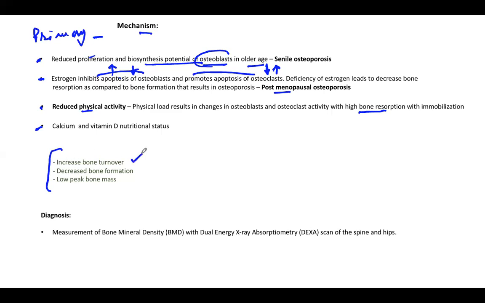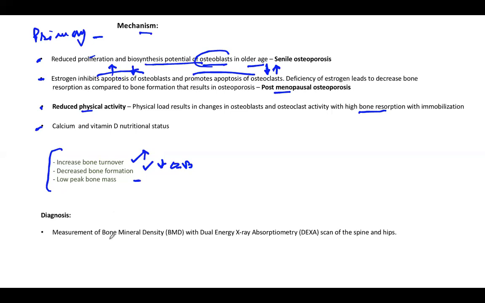Increased bone turnover or decreased bone formation. This means increased osteoclasts. This means decreased activity of osteoblasts. And then there is low peak bone mass. If somebody has low peak bone mass at a younger age, they are more prone and will progress rapidly.